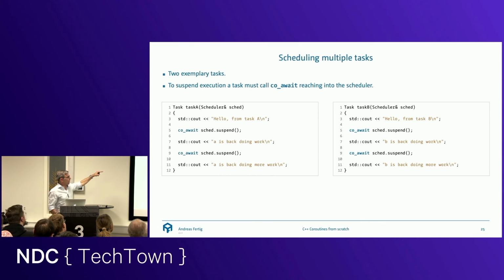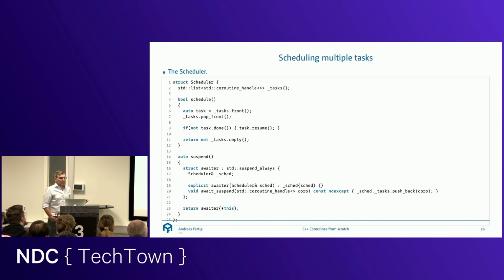These co_awaits here are in cooperative multitasking, where you give up control, because now another task can run. So you do not get interrupted like in regular concurrency, multithreading, where you have to lock all your data structures against concurrent access. Here you say when you want to give up.